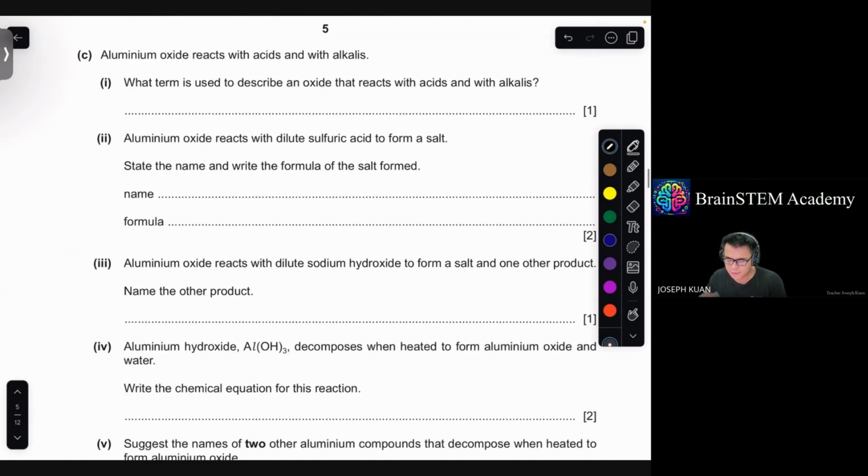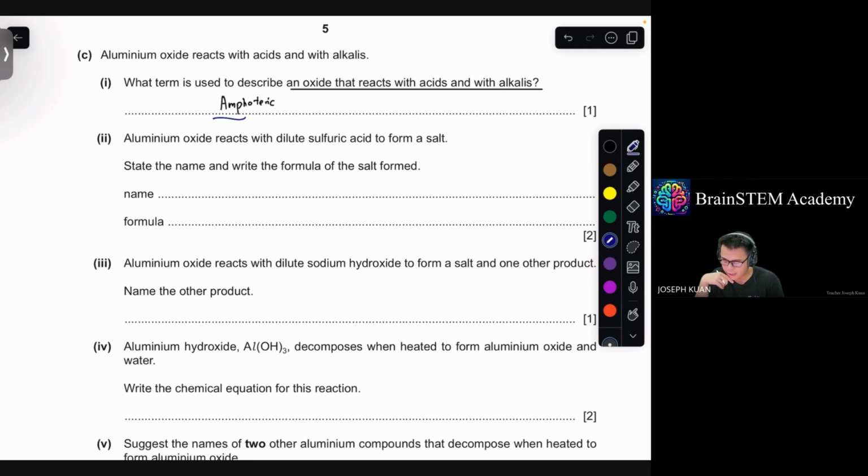Moving on to C, aluminum oxide reacts with acids and with alkalis. 1, what term is used to describe an oxide that reacts with acids and with alkalis? It is like the chemistry version of amphibians. Amphibians are living organisms that live in watery areas and also on land. So this is having both properties. You call this amphoteric. The prefix amph means both.